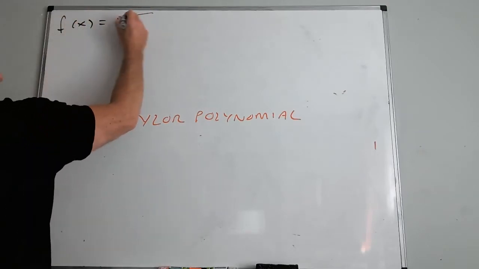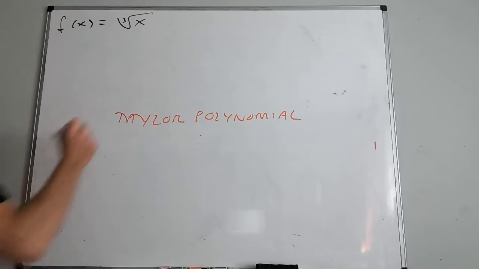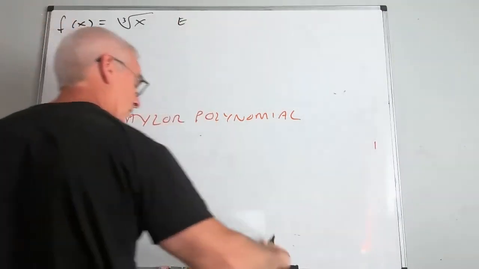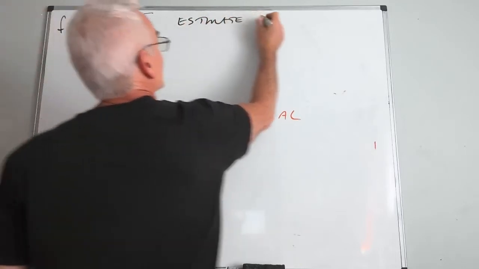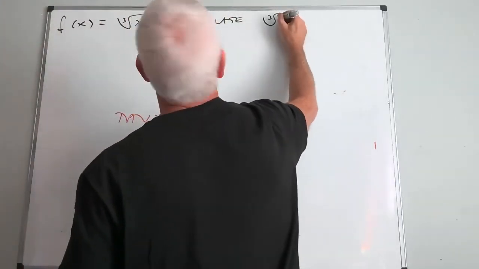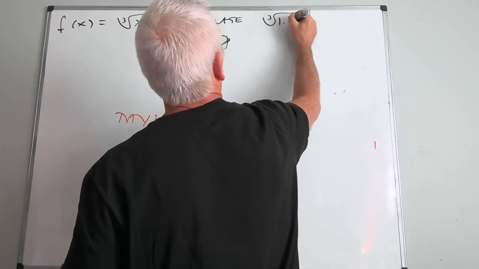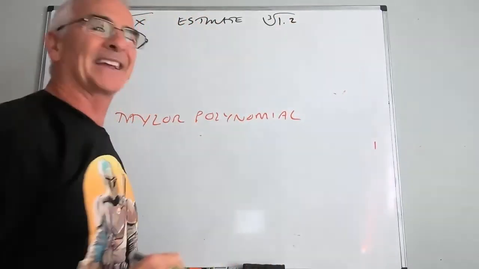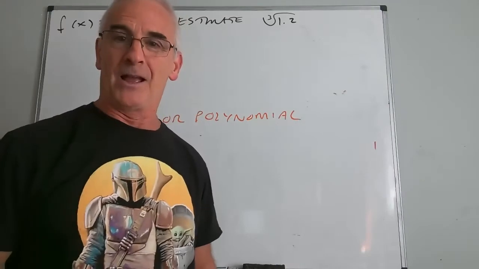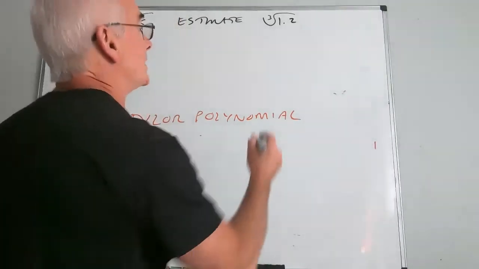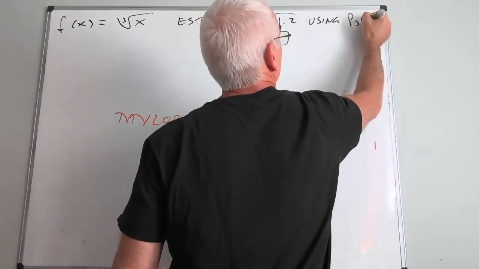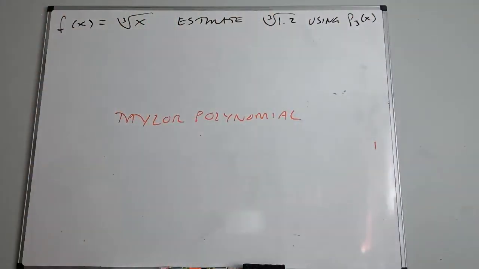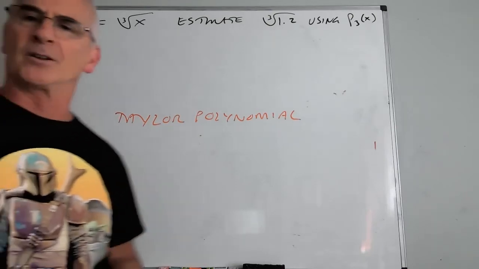Let's say my f of x is the cube root function. And, oh, by the way, I want to estimate, let's say, the cube root of, how about 1.2. Now, of course, I can just do this on my calculator, but I want to estimate the cube root of 1.2 using P3. That means I want the 3rd degree Taylor polynomial. So I'm going to walk you through, because there's some language here we're not all particular with.